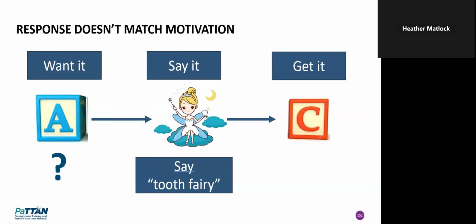All right, so it can be a little tricky because in order to prompt the response, you have to know what to prompt, and you don't always know what they want. You don't always know part A because you can't observe motivation, you can only observe behavior.